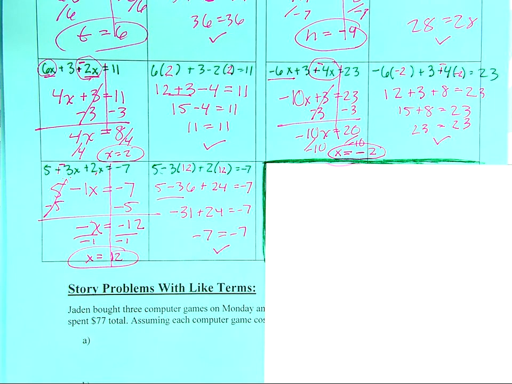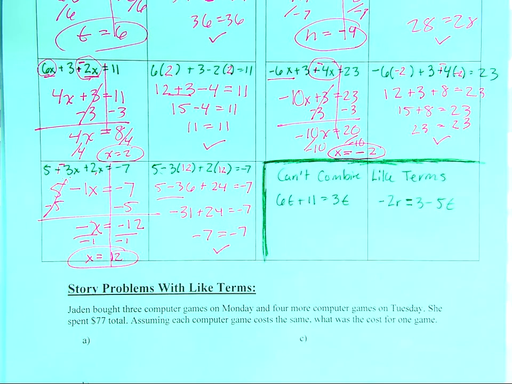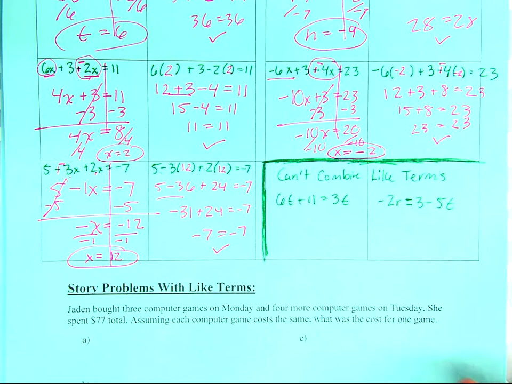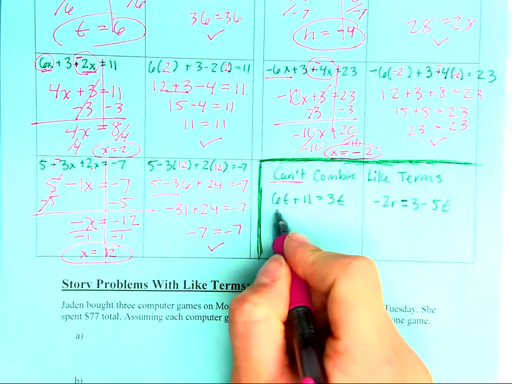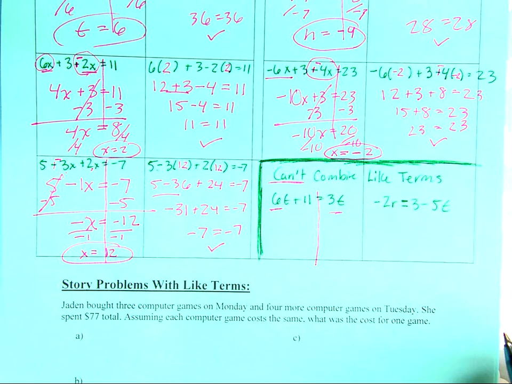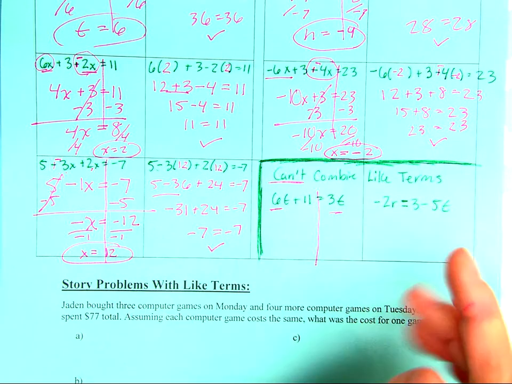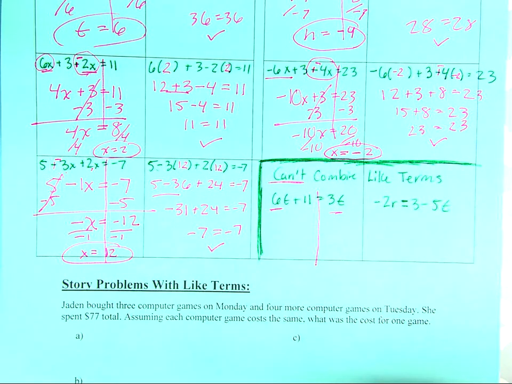Right, last thing in the video here is just to look at a couple examples where we couldn't combine terms, at least not yet, because I haven't taught you how. So we cannot combine the like terms here because they are on opposite sides. So there's something else we do when they're on opposite sides, and we'll learn that in a couple lessons.